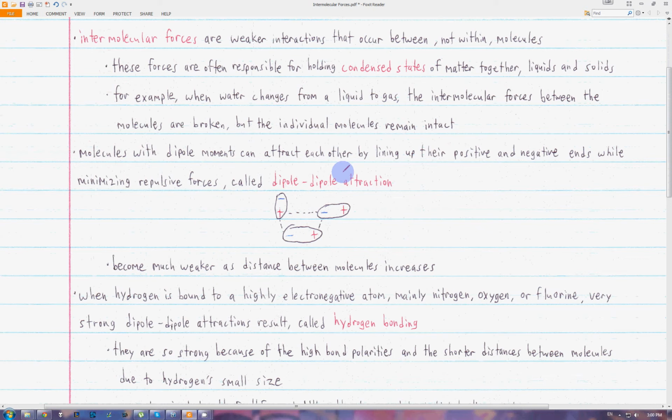So the first type of intermolecular force is a dipole-dipole attraction. Now this occurs when we have molecules with dipole moments. So they can attract each other by lining up their positive and negative ends and then arranging themselves to increase these attractive forces while decreasing the repulsive forces between the negative and negative ends and the positive and positive ends. And this type of attraction gets much weaker as the distance between the molecules increases.